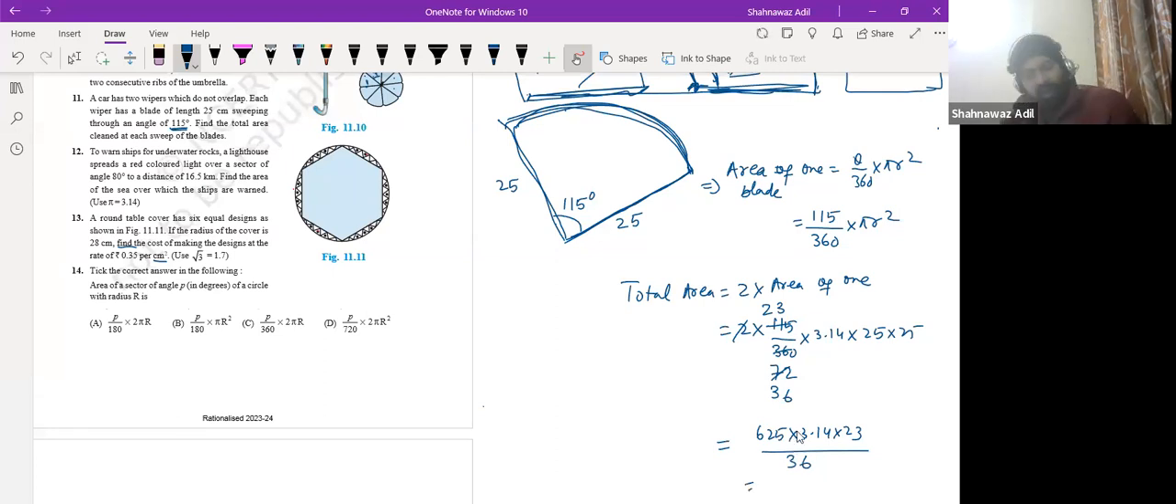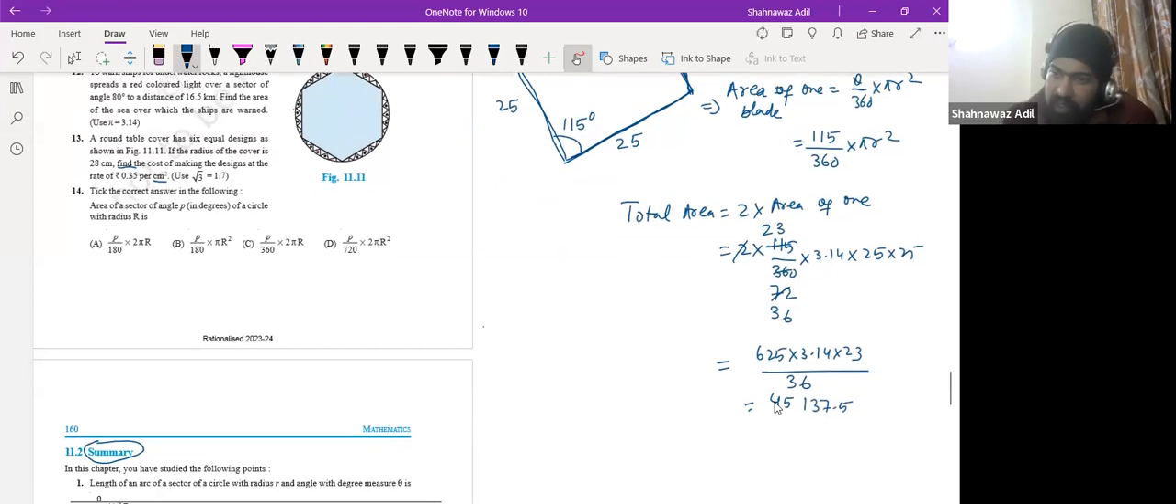Okay, this is a very big value, so let me use the calculator. This is 625 into 3.14 into 23, so that is 45137.5, divided by 36, that is 1253.8 centimeters square. So that is the total area swept by those wipers, right?